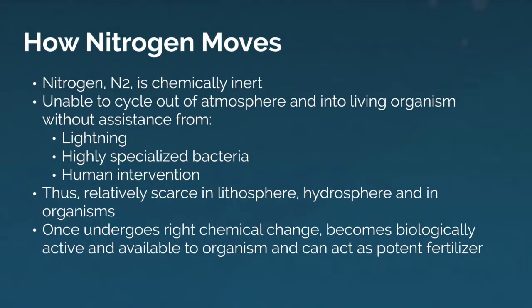Firstly, how nitrogen moves. Nitrogen is chemically inert and cannot cycle out of the atmosphere and into living organisms without assistance from lightning, highly specialized bacteria, or human intervention. Thus, the element is relatively scarce in the lithosphere and hydrosphere. Once it undergoes the right chemical change, it becomes biologically active and available to organisms and can act as a potent fertilizer. Its scarcity makes biologically active nitrogen a limiting factor for plant growth.